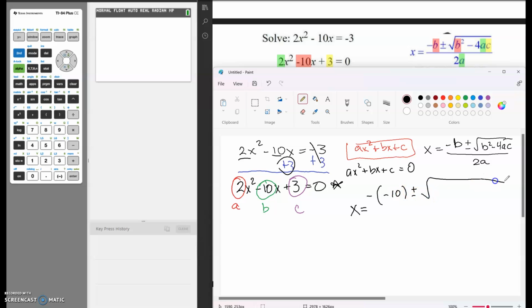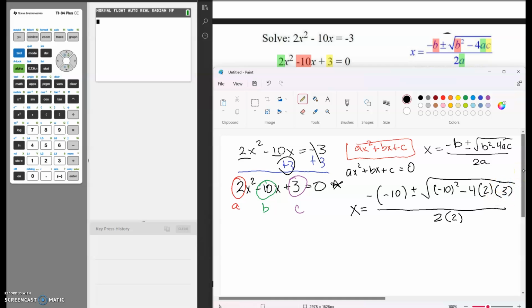We're going to plug in negative 10 anywhere you do see a b. You're going to plug in 2 anywhere you do see an a. And then you are going to plug in a 3 for c.